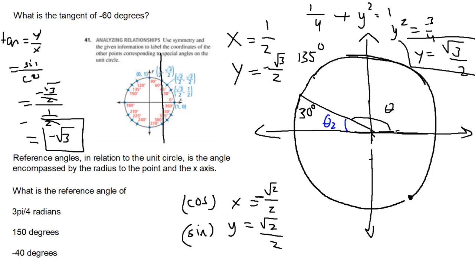That's 30. So we know our cosines and sines for 30. Cosine of 30 is square root of 3 over 2, and sine of 30 is 1 over 2. And since it's in the second quadrant, it's negative, positive, so negative square root of 3 over 2 and 1 over 2. Right?